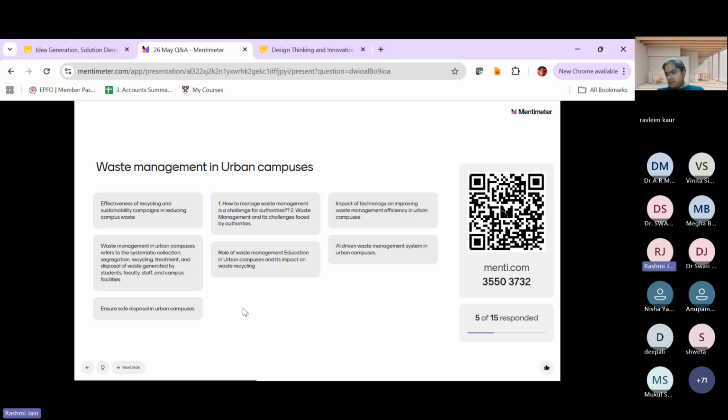Ensure safe disposal in urban campuses. So we can frame it as how to ensure safe disposal in urban campuses, how artificial intelligence helps urban campuses for waste management. That's a good one, but we already have that kind of response, but good try.